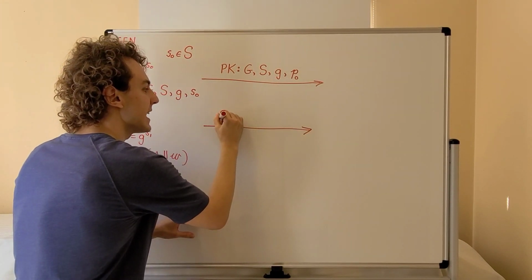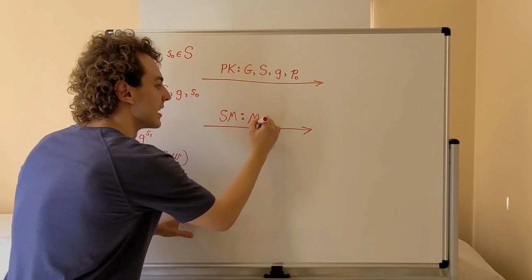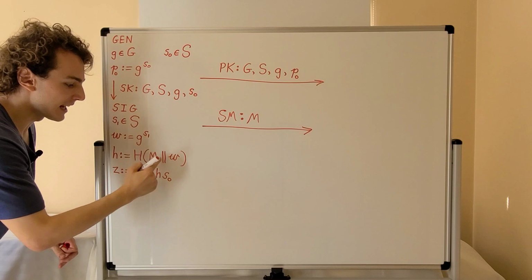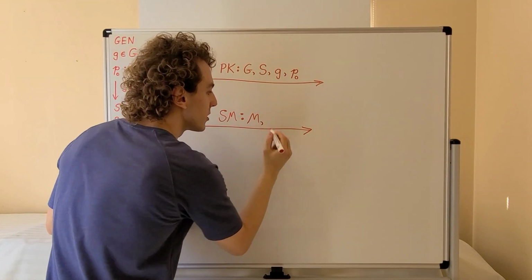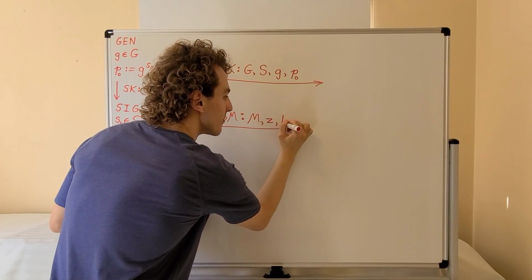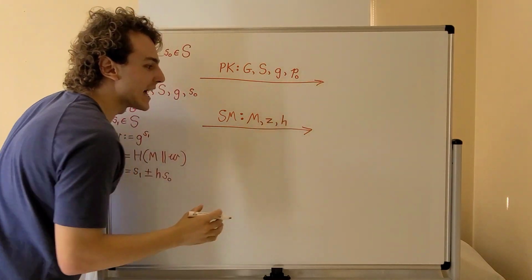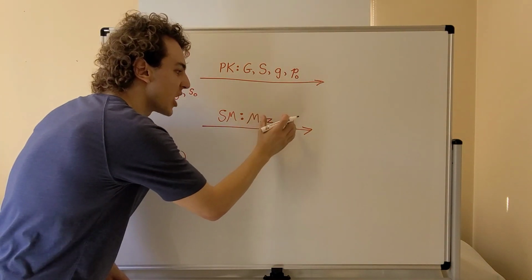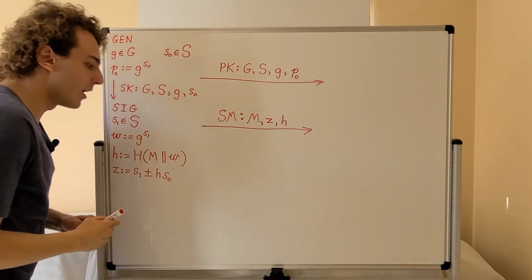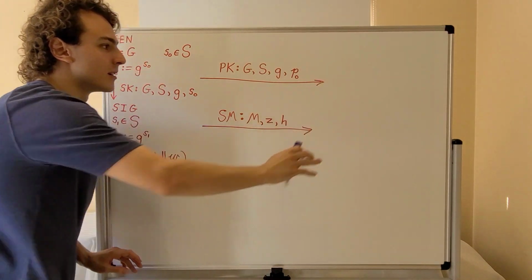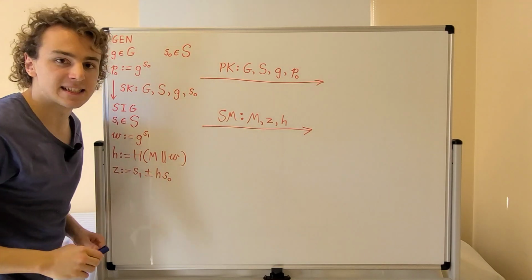We're going to have the signed message SM. The signed message includes the message, which is going into this hash over here, and then we have to include Z and H. These values, Z and H, we can collectively refer to as the signature. So we have a message and the signature, and together, that is the signed message. Now, the verifier, who is the other participant over here, can use the public key to verify this signed message.